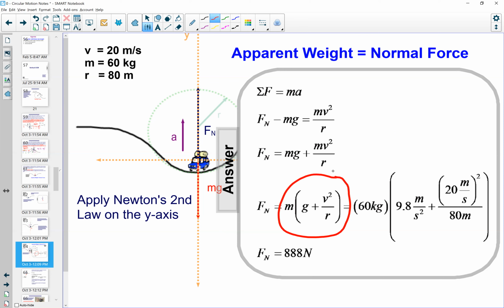But what we can see is this is much more than the 600 Newton weight that we said the person had, right? And we said that the normal force should be bigger. They should feel heavier at the bottom of this curve. And mathematically, we can see, yes, they do. They would feel 888 Newtons instead of 590, or 600 if you use 10.